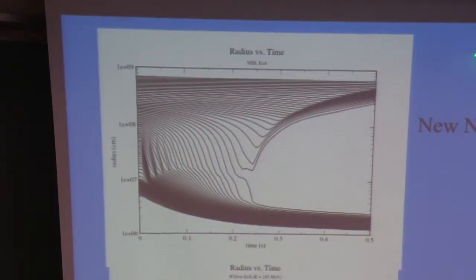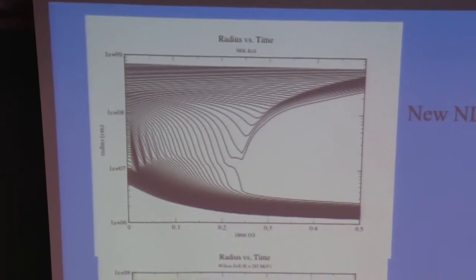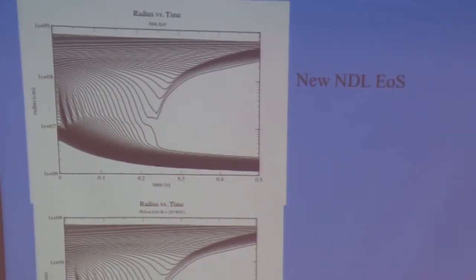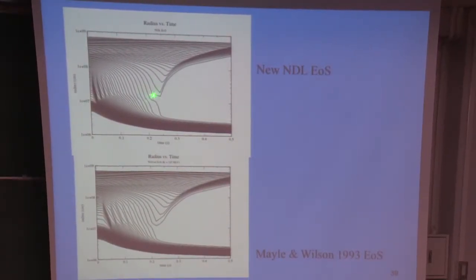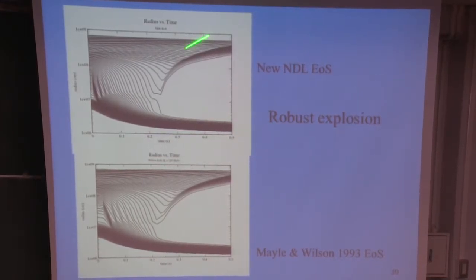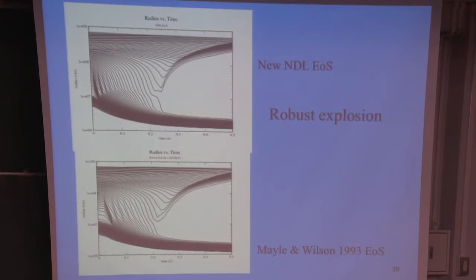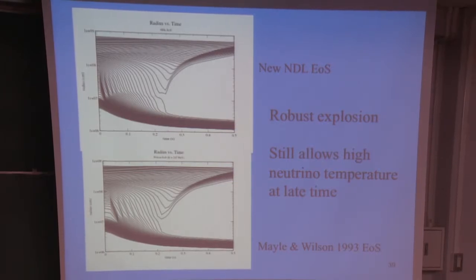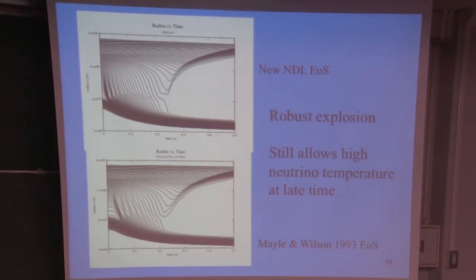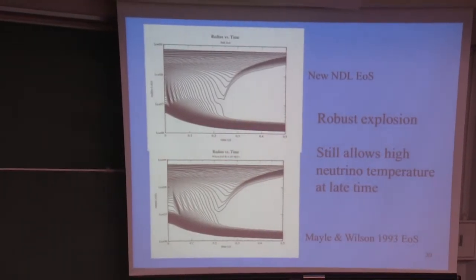This one does not yet have the quark gluon plasma in it yet, so there's only a single shock, but even with all of the new hadronic physics and a much stiffer equation of state, we get almost exactly the same explosion. In fact, if you look at it in detail, the kinetic energy of the explosion actually went up a little bit. We thought it would go down, but it's still a robust equation of state for getting the explosion, as long as the convection is turned on. And it allows for high neutrino temperatures at late time, which is why it works.